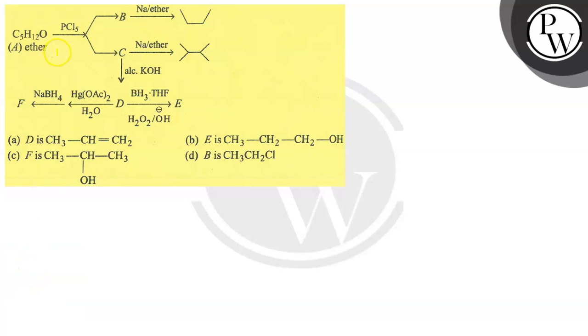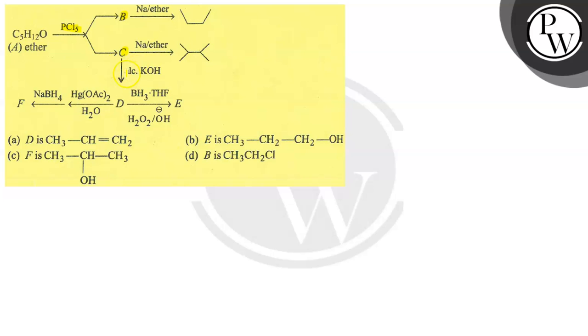So the question says here we have this ether C5H12O, in which in the first step we are adding PCl5 to get B and C. Now B and C both on treatment with sodium and ether produce these compounds.